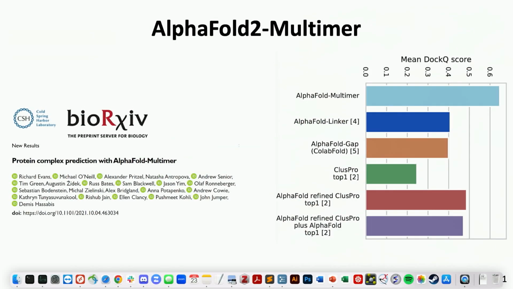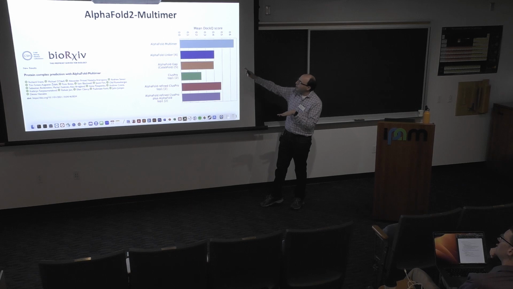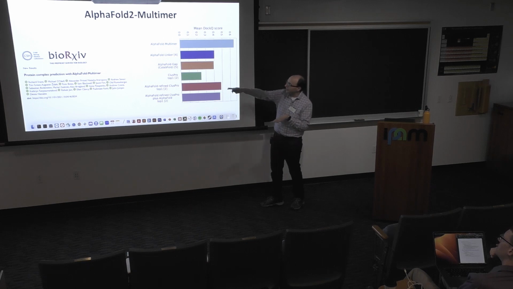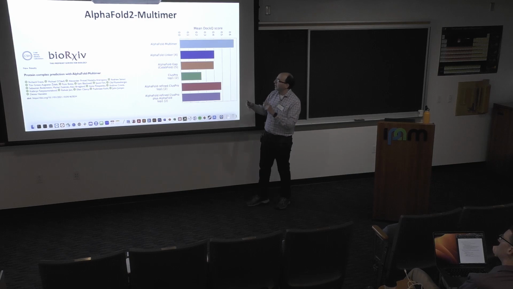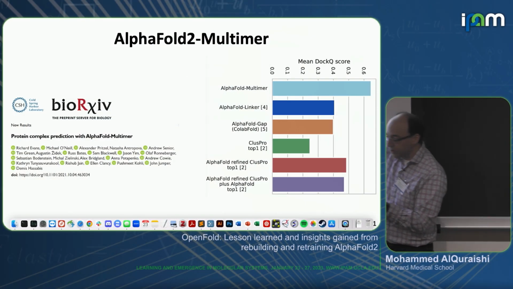But that was very exciting. That happened very quickly. But one kind of interesting thing here is the following. What I'm showing here is actually from the paper that DeepMind published on this multimer version that I'll talk about in a second. But prior to AlphaFold2, essentially the state of the art was this green model, right?